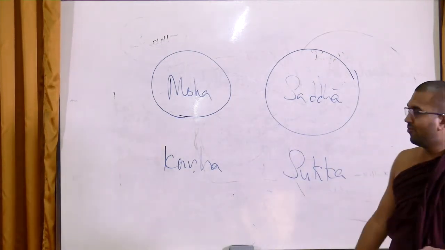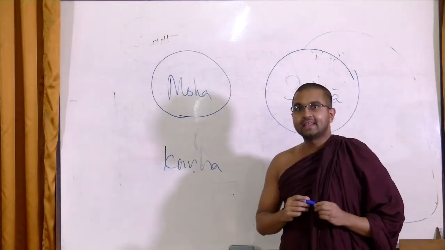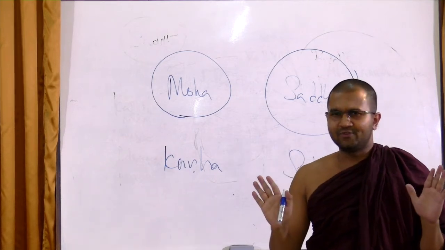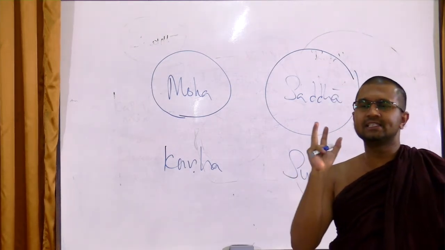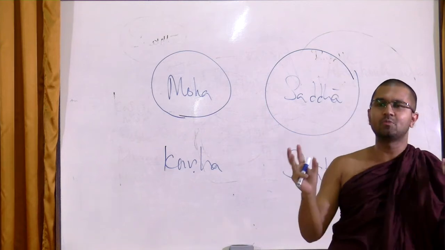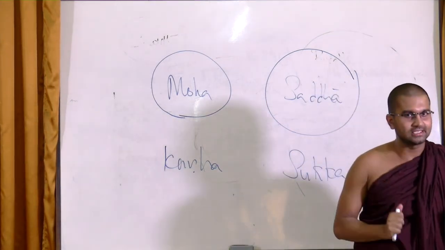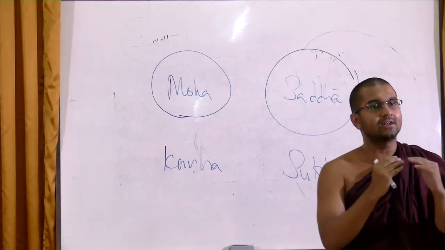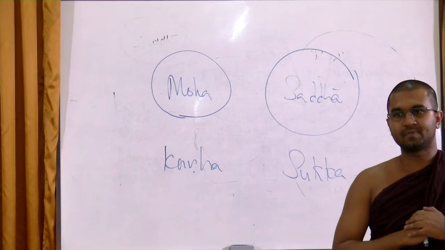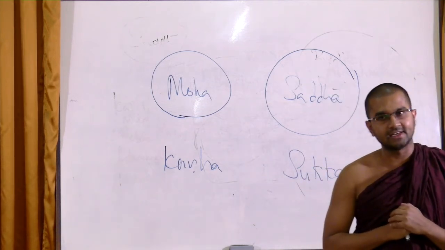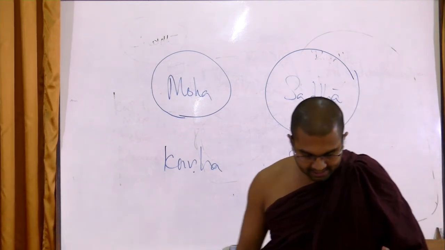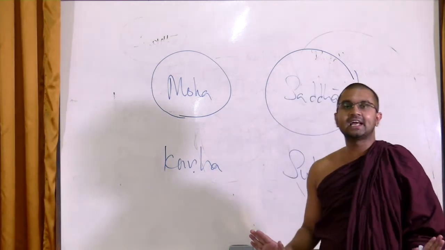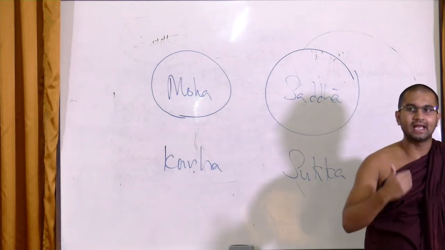Now, when this moha and saddha is found, there are some, we talked about many chetasikas. You find some similarities in both the wholesome and unwholesome side, sobhana and akusala side. Now we are going to say these similar attributes are the fundamental mental qualities. What are they? If you go to the second, there is a fundamental mental quality called desire.